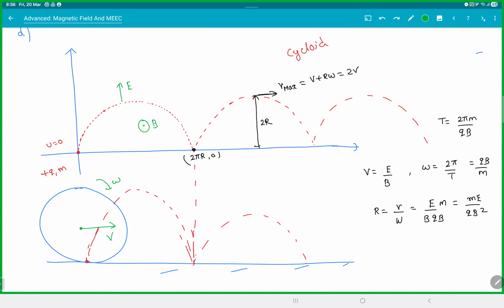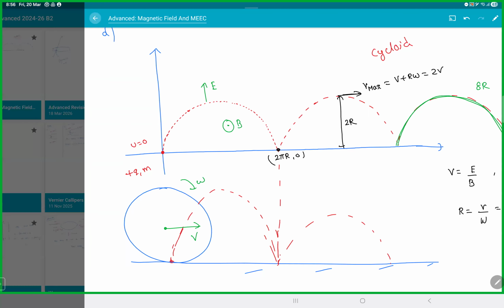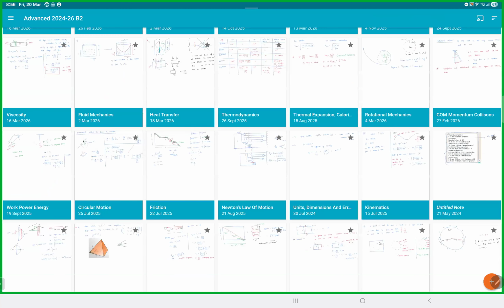This entire arc length, this distance is 8r. You should definitely go and check out the kinematics notes. I'll put that also as a reference.